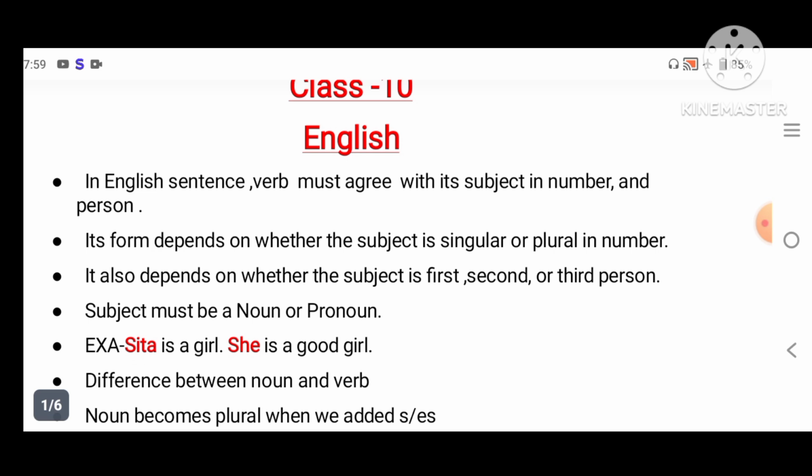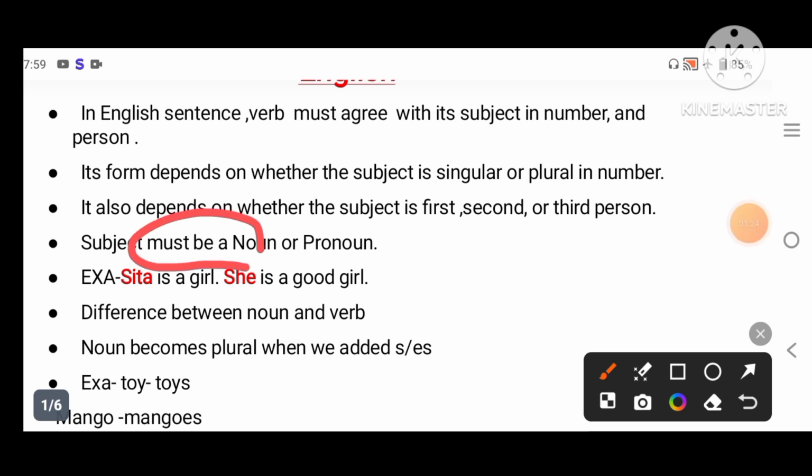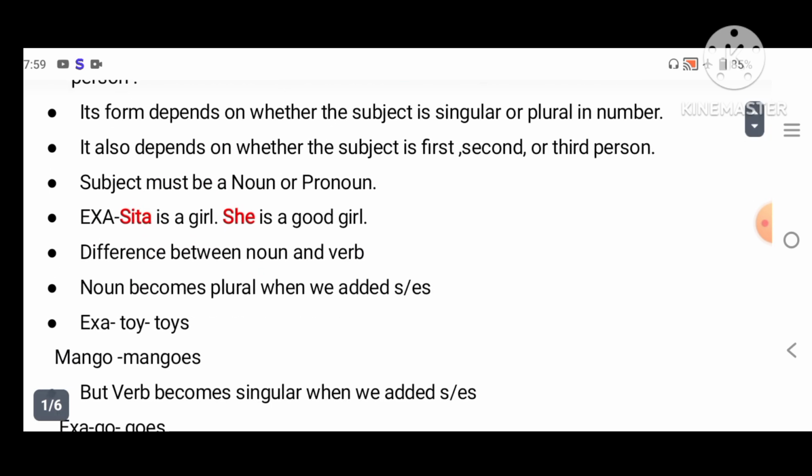Okay, so a subject must be a noun or pronoun. We know that the subject must be a noun or pronoun. So look at the example. Sita is a girl. She is a good girl. Here Sita is a noun. Here she is a pronoun. This is the subject. So my dear students, the subject always agrees with the verb.